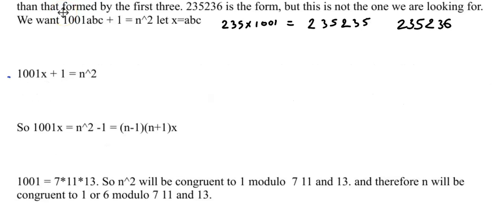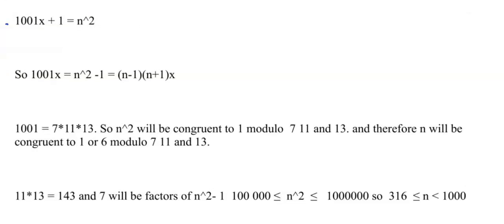And now we come to the heart of the matter. 1001 is 7 times 11 times 13. So n squared will be congruent to 1 modulo 7, 11 and 13, and therefore n will be congruent to 1, or if you like 6, modulo 7, 11 and 13. And now 11 times 13 is 143, and 143 and 7 will have to be factors of n squared minus 1.